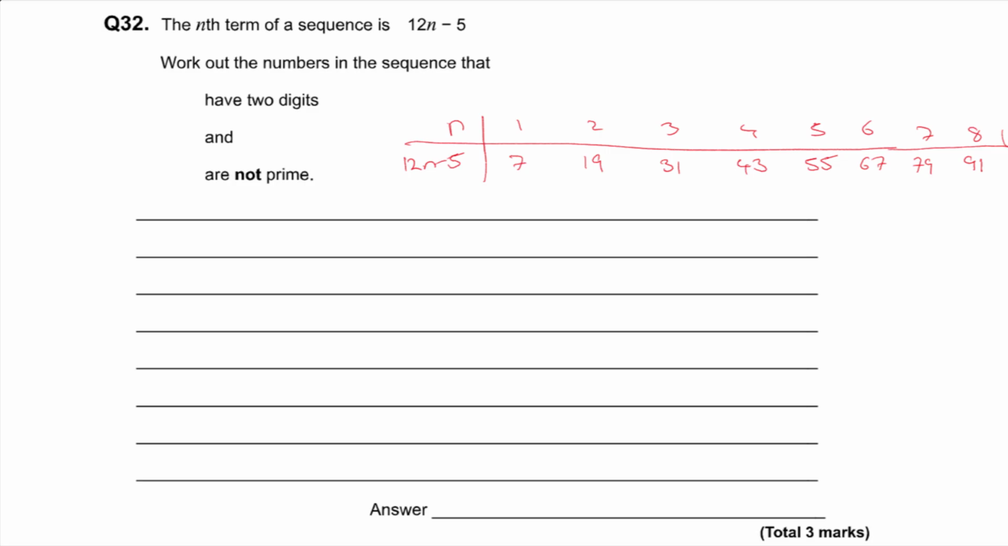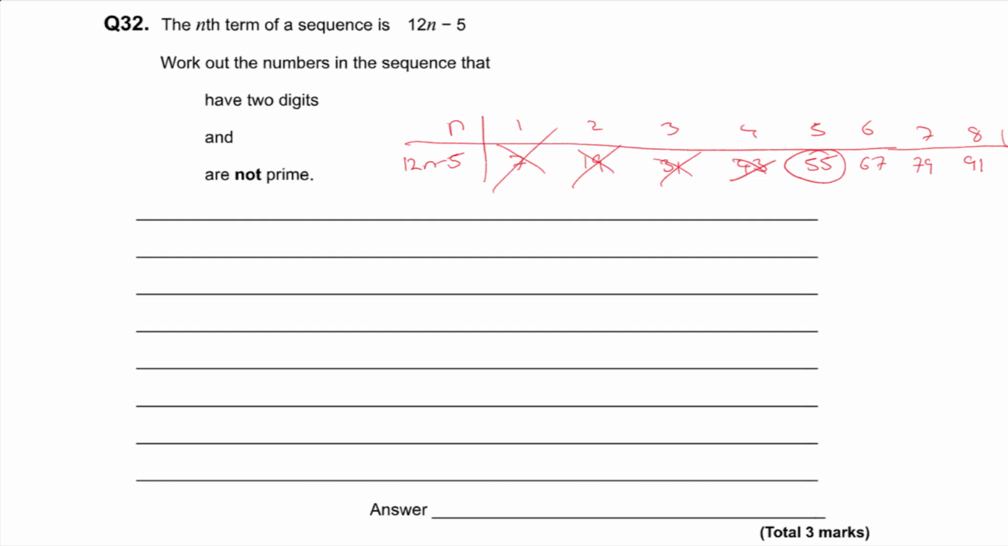Okay, so it's definitely not this one. This one is too small. It's not a 2-digit number. So it's going to be the numbers 19, 31, 43, 55, 67, 79, 91. But we need to remove the ones that are prime. So which of these numbers are prime? 19 is prime, get rid of that. 31 is prime, can get rid of that. 43, I think 43 is prime. I think we're going to get rid of that.